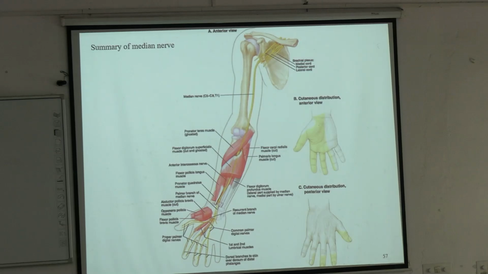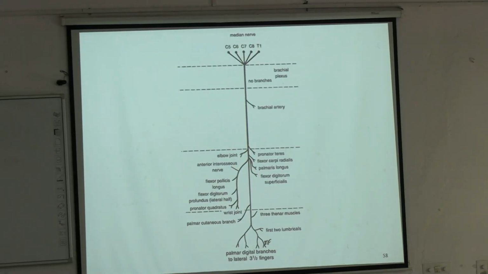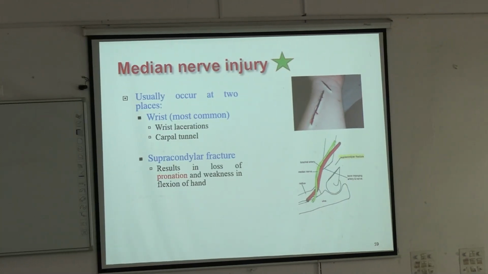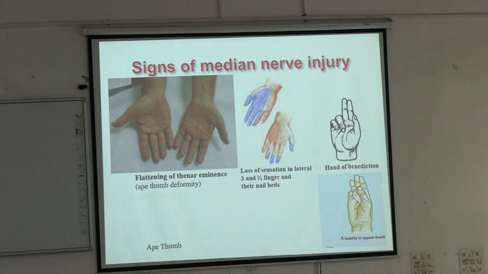So where you have problems over these regions, these two nerves are injured in these spaces. One is supracondylar fracture, where you have a fracture above the elbow joint, where everything beyond that will be damaged, or wrist injury, carpal tunnel syndrome, which we have discussed several times. Sensory damage will be in this shaded region of the median nerve's sensory cutaneous supply. And this particular thumb position, we call ape thumb or ape hand deformity.